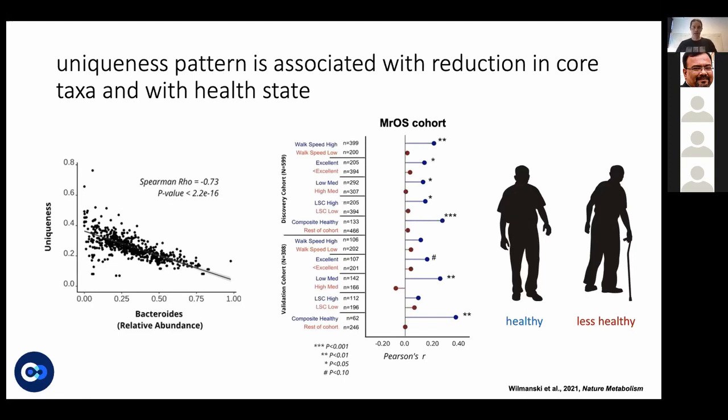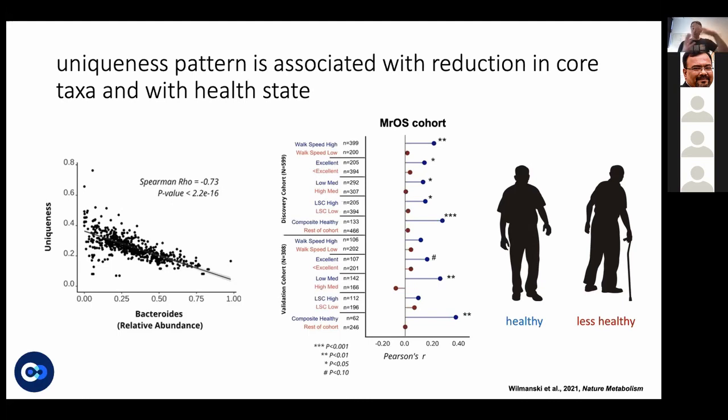So Tomasz came up with 4 independent metrics. One was walking speed. So if you're a fast walker, you tend to be less frail and healthier as you age. Self-reported health, you know, either excellent or less than excellent. Medication usage, so we had a high group and a low group that we defined. Life space score is just a score of how often you get around, right? How often you get out of your bedroom or out of your apartment or out of your neighborhood. And then composite healthy was you had to be healthy by at least 3 other metrics to be composite healthy.